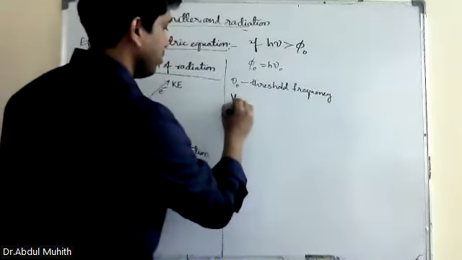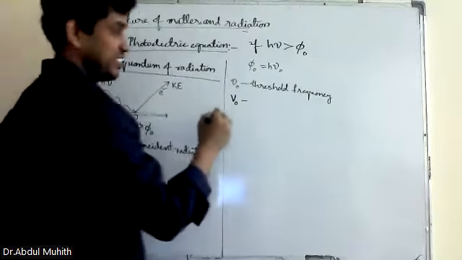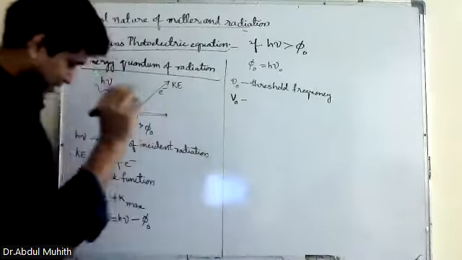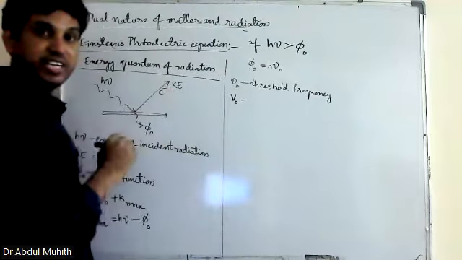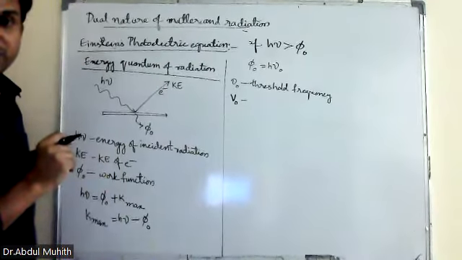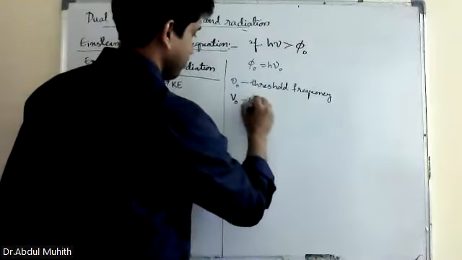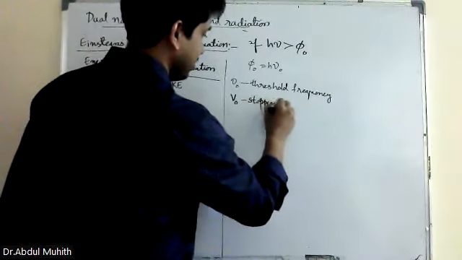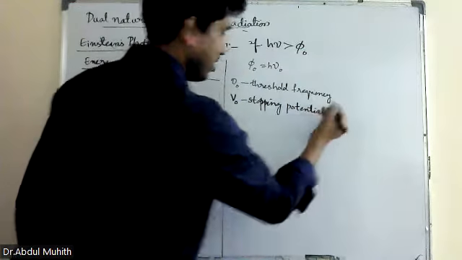And what is V0? Can anyone tell me the formula for V0? What is V0? V0 is the stopping potential.